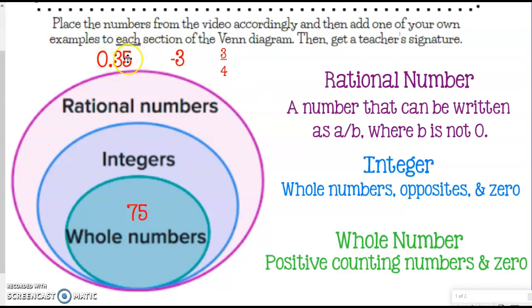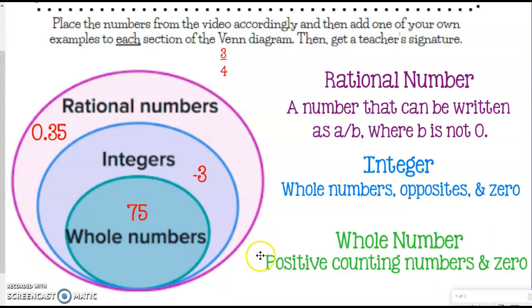0.35 or 35 hundredths, that is just going to be a rational number. It is not a whole number or integer because it is a decimal, and whole numbers and integers do not include that. Okay, -3 is going to be an integer, and you can place these wherever you'd like in here, by the way, as long as they're in the right section. -3 is going to be an integer. It is not a whole number. See, it's on the outside like that.